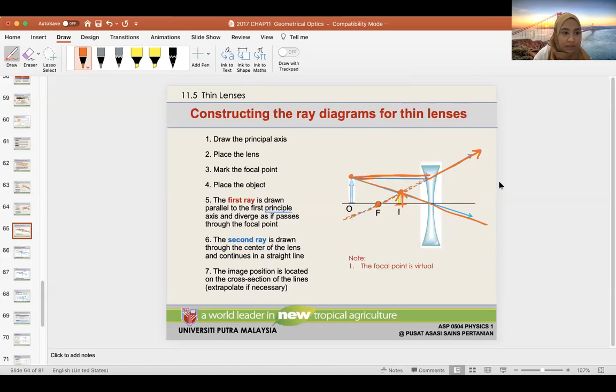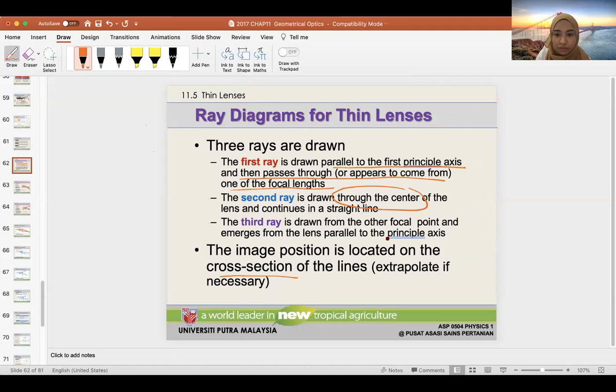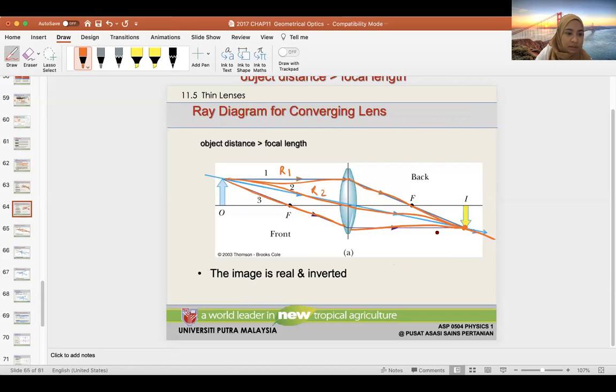Wait, let me look back at the explanation. Third ray is drawn from the focal point and emerges from the lens parallel to the principal axis. So that is the instruction. It says it goes into the focal point and then parallel to the principal axis. In my opinion, you don't need this, but you can if you want. So this is where you intersect. Principal axis is here, image. It's possible, but I only use two usually.